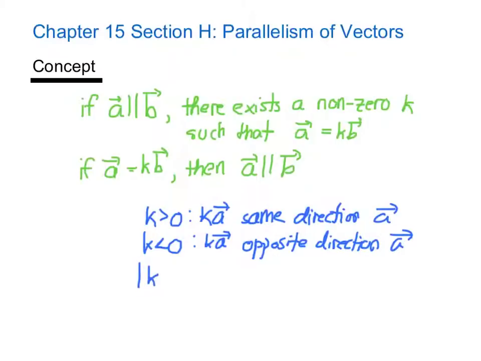And if we want to find the length of k times vector A, we can simply find the modulus of k. Your textbook uses the word modulus, and we know this as the absolute value of k, times the length of vector A, which we discovered how to do in a previous video.